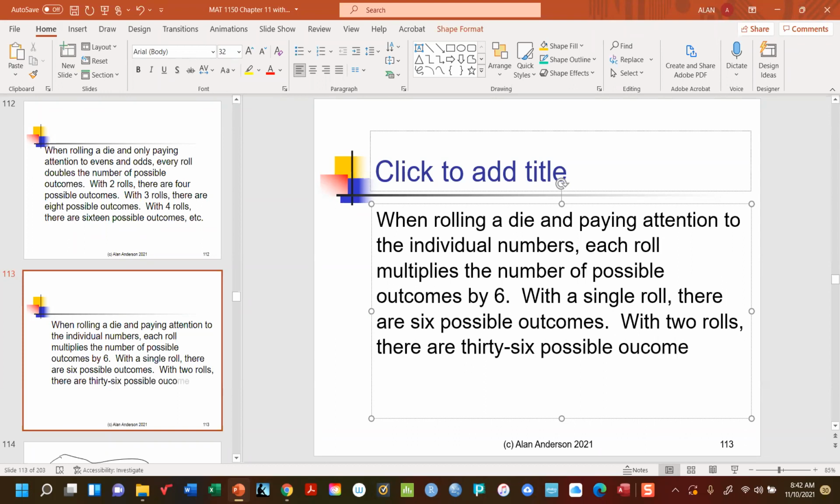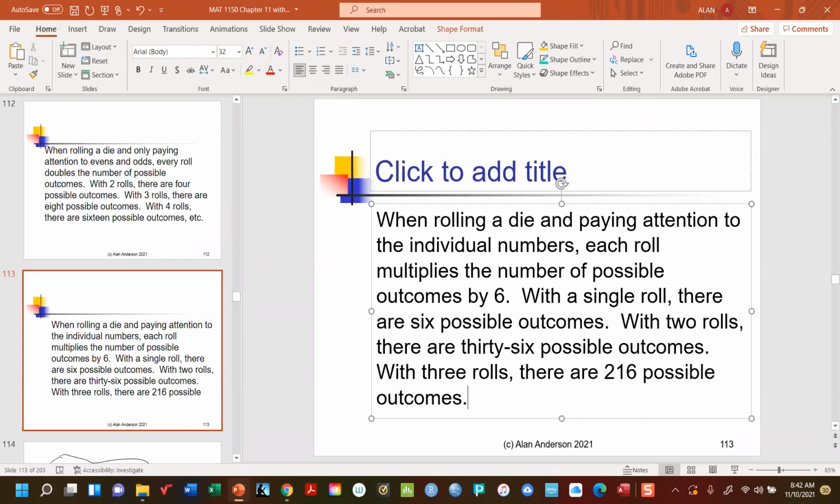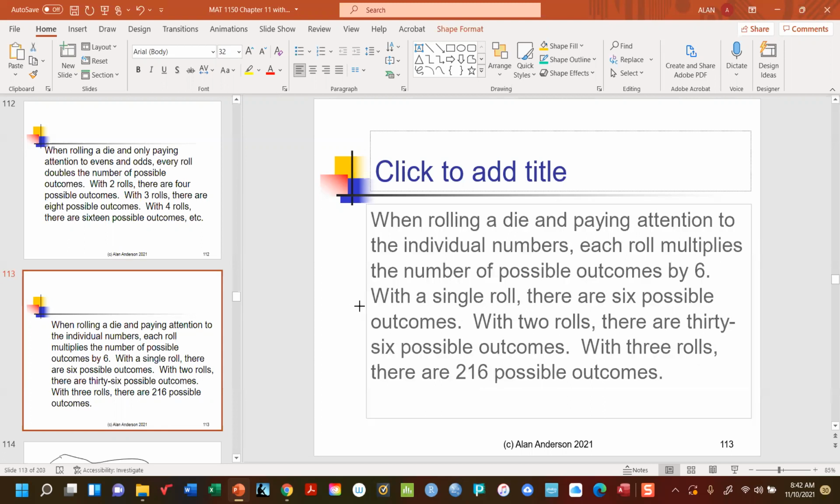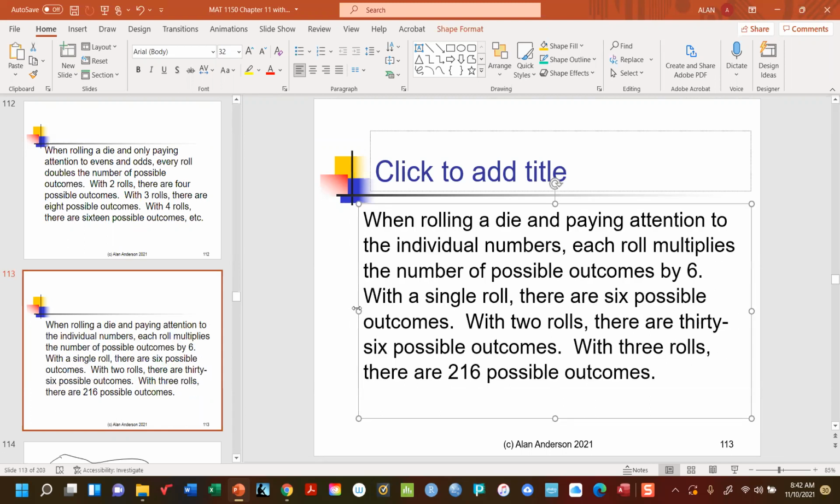Now, here's the interesting one. Most games, you only use 2 dice. It's very unusual to have 3 dice, but they do exist. With 3 rolls, there are 216 possible outcomes, because you're just multiplying 36 by 6. So you see how this works. You're multiplying by the number of possible outcomes on each repetition of this experiment, or each trial as it's called. This is how the number of possibilities is counted. In the case where you're rolling a die with 6 sides, every time you roll the die, you're multiplying the number of outcomes by 6.